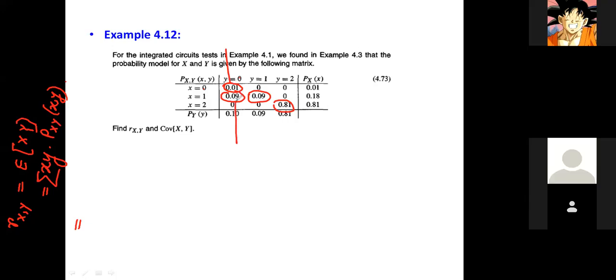Then that one, its value is x equal to 1, y equal to 0. Again, y equal to 0 is there. So if you put it here, that will become 0.